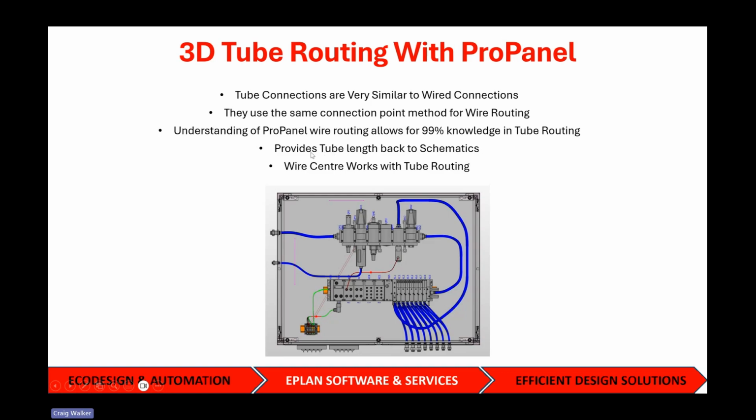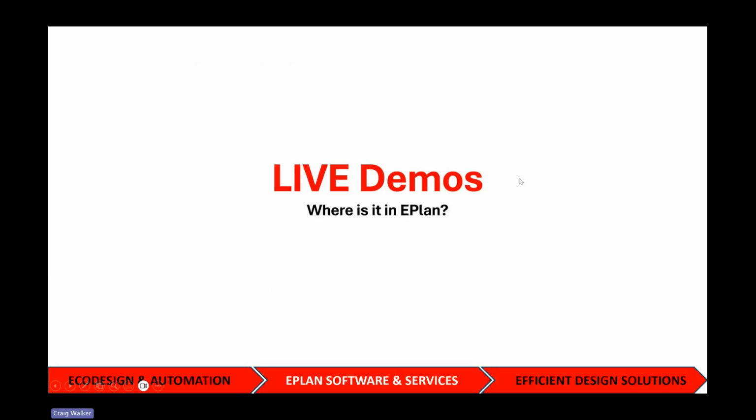So what it will do as well is provide tube links back to the schematics, and that'll allow you to generate summaries of tube links to be able to get total bill of material for how much tubing you need for your pneumatic jobs. And the wire center, although it's called a wire center, works perfectly with tube routing. The wire center is a feature brought out with ProPanel 2026. So that can be used, and we'll go through all this. So let's have a look at how all this goes together and jump into Eplan.